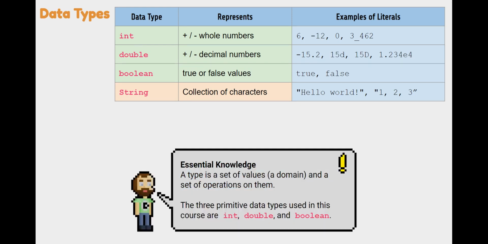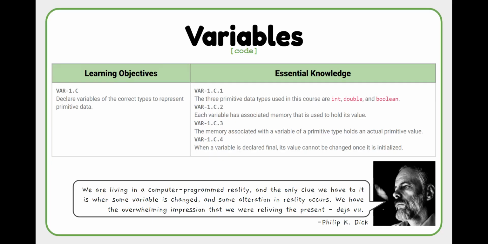So our essential knowledge: the three primitive data types used in this course are int, double, and boolean, and a type is a set of values, a domain, and a set of operations on them. Our next topic is variables. We want to be able to declare variables of the correct types to represent primitive data.